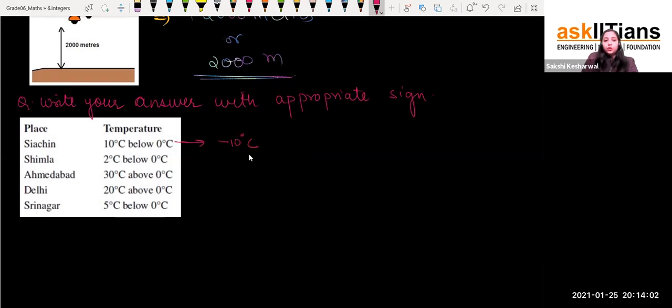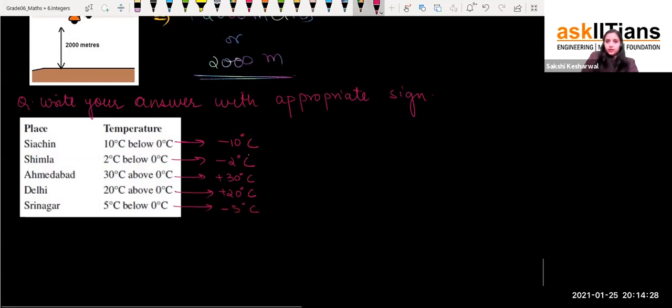Shimla, 2 degrees Celsius below 0. Below that will be minus 2 degrees Celsius, right? Now, this one is 30 degrees above. Above means it's hotter, right? So this is plus 30 degrees Celsius. This one, Delhi, is 20 degrees above 0, so it will be plus 20 degrees Celsius. And 5 degrees below, Srinagar, will be minus 5 degrees Celsius.